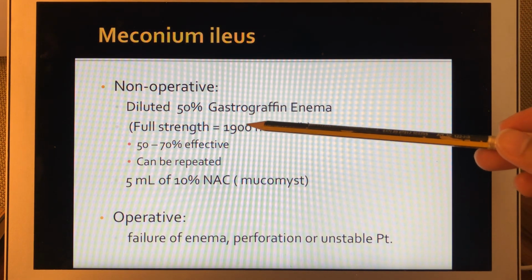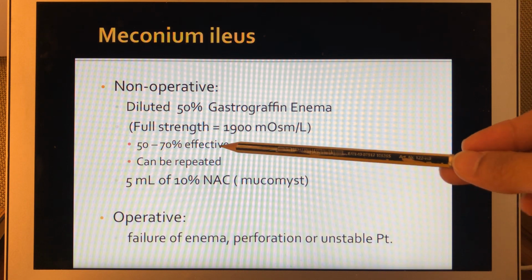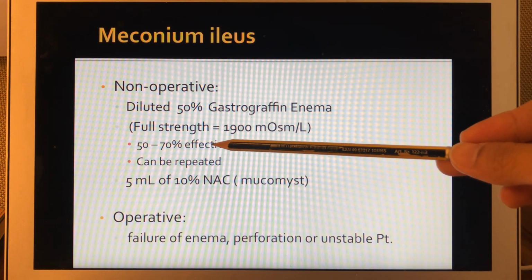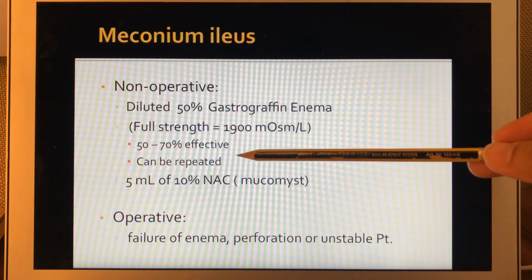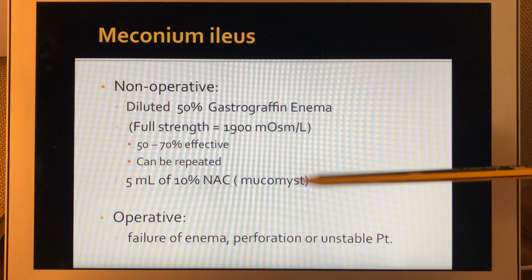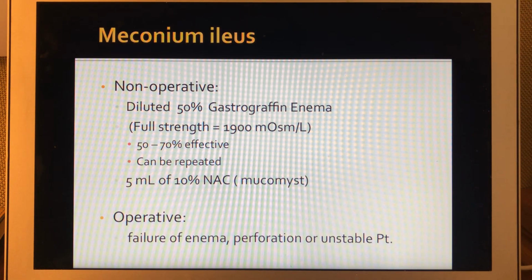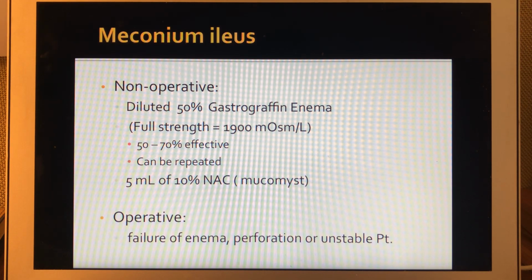We use diluted gastrografin to prevent fluid shift and hypotension. The efficacy of diluted gastrografin is about 50 to 70%. It can be repeated up to 3 to 4 times. Sometimes you can mix it with N-acetylcysteine, which is Mucomyst, to break the bonding and the charges between the mucosa and the meconium.